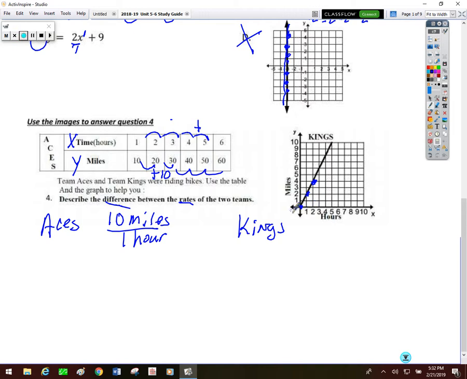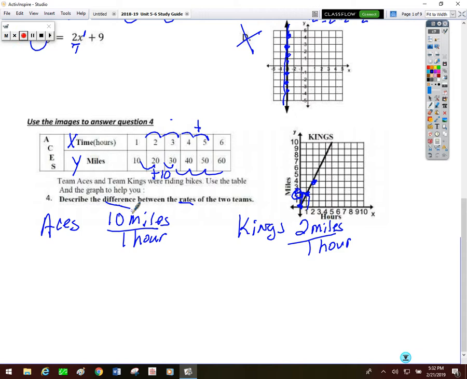Well, if I start here, my rise is 2 over 1. Or you could even just start here and go up and over, and you can see that it's 2 miles per hour, right? Okay, all right, so what we're looking at is Team King is 2 miles for every 1 hour. So I could have set it up either way. The easiest way was to just start right here and go up and over, okay?